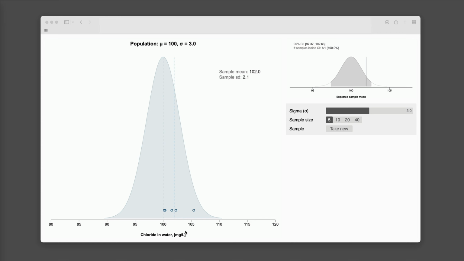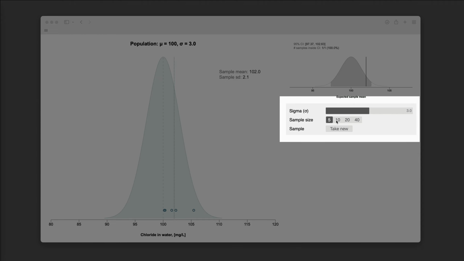So let's say we are talking about a lake, for example, and if we take a lot of glasses of water from this lake and find out how much chloride the water from each glass has, then this distribution will be normal. The average of this distribution is 100 milligrams per liter and the standard deviation is 3, and then we can change the standard deviation. We will do it later. Then we can also change the sample size.